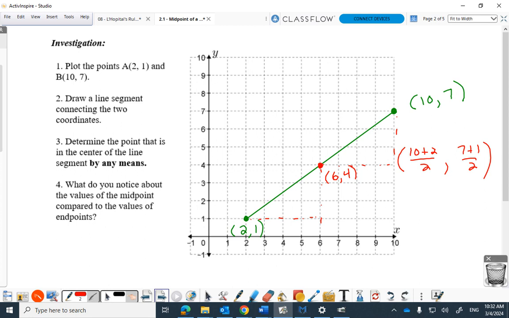All of that just so we're all confident. The eyeballers, the slope people, the people who are already onto the formula, and the measuring people all agree we're pretty confident we can move on. 6.4 is the right answer. Determine the point by any means. Okay, we came up with a whole bunch of means to do that. What do you notice about the values of the midpoint compared to the values of the endpoints? I don't know if this is the way she would have phrased it, but this is how I'm going to phrase it.